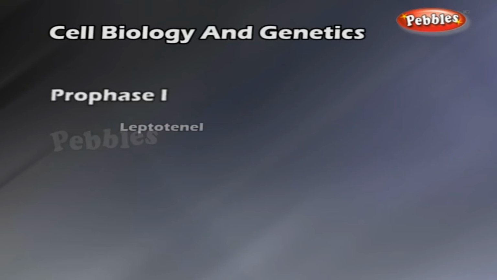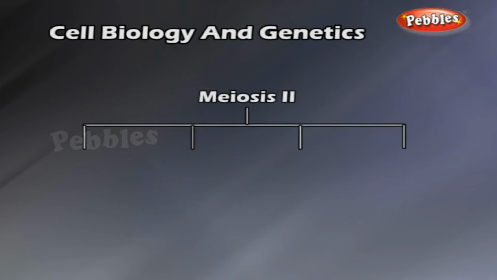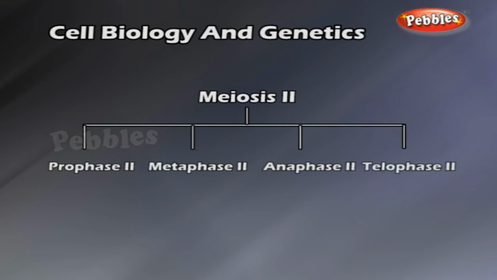Prophase 1 has leptotene, zygotene, pachytene, diplotene, and diakinesis. Meiosis 2 includes prophase 2, metaphase 2, anaphase 2, and telophase 2.